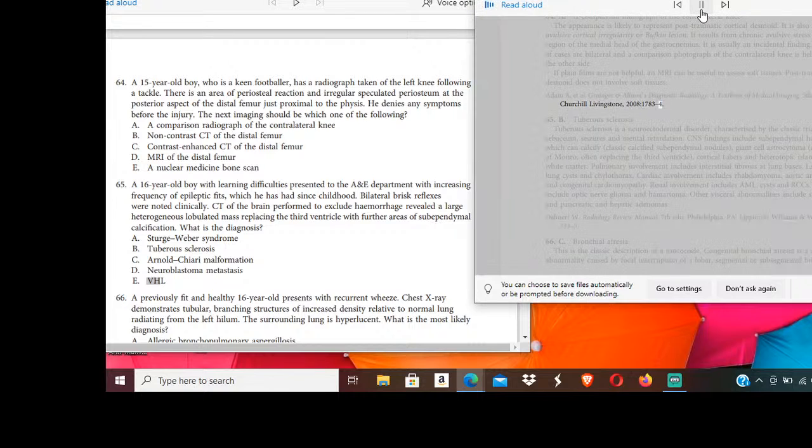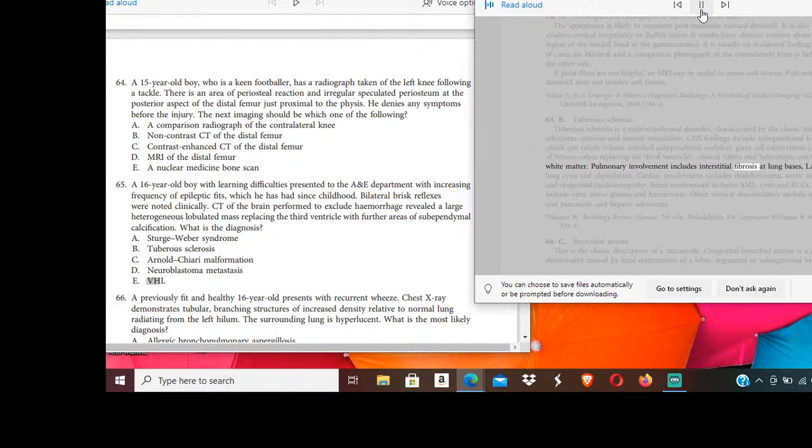65. B. Tuberous sclerosis. Tuberous sclerosis is a neuroectodermal disorder characterized by the classic triad of adenoma sebaceum, seizures, and mental retardation. CNS findings include subependymal hamartomas, which can calcify, classic calcified subependymal nodules, giant cell astrocytoma at the foramen of Monro, often replacing the third ventricle, cortical tubers, and heterotopic islands of gray and white matter.